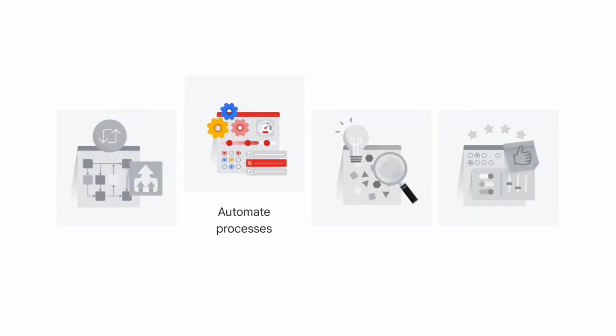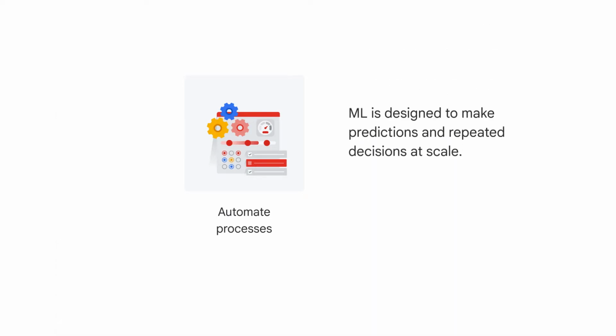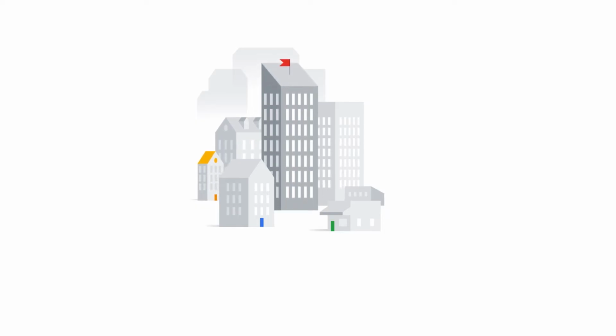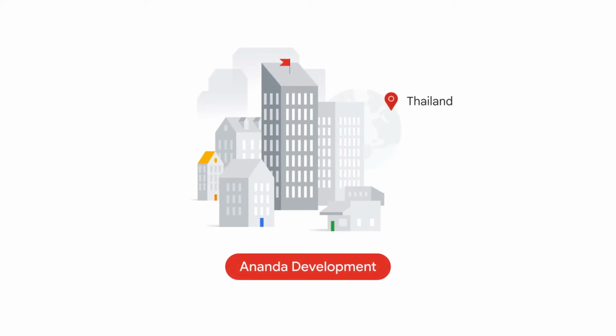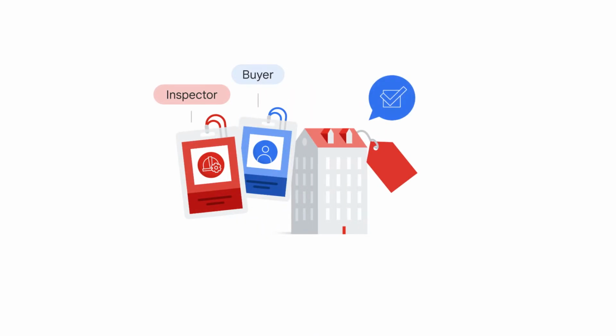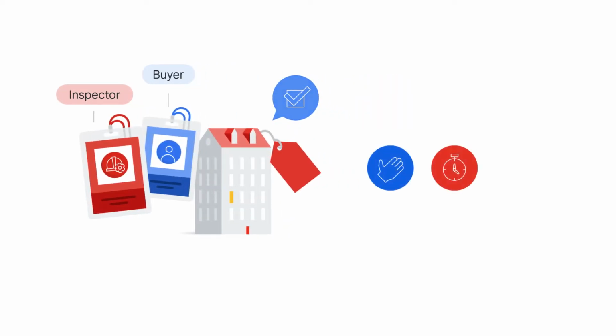A second business problem ML can help solve relates to automating processes. ML is designed to make predictions and repeated decisions at scale. Let's explore another example, this time from a property developer headquartered in Thailand called Ananda Development. For every sale, both an Ananda Development inspector and the buyer have to conduct a detailed check of the property. This was a manual, time-consuming process that was prone to much human error.